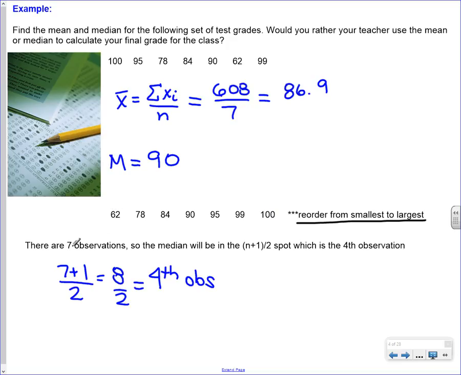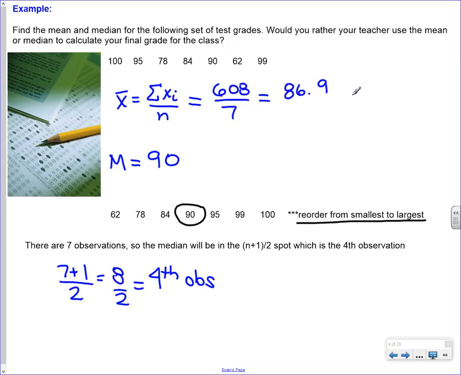I've got 7 observations, so to find which one is the median, I would do 7 plus 1 over 2. That gives me 8 over 2, so the 4th observation is the median. So 1, 2, 3, 4. So the 90, okay? So the 90 is the median.